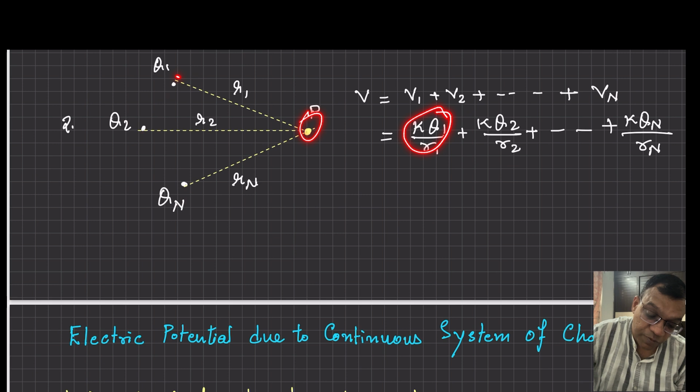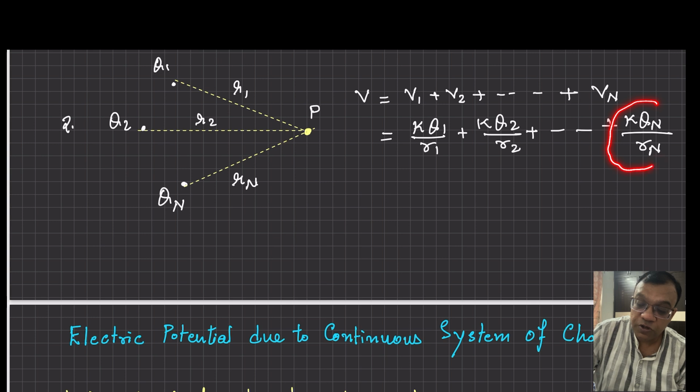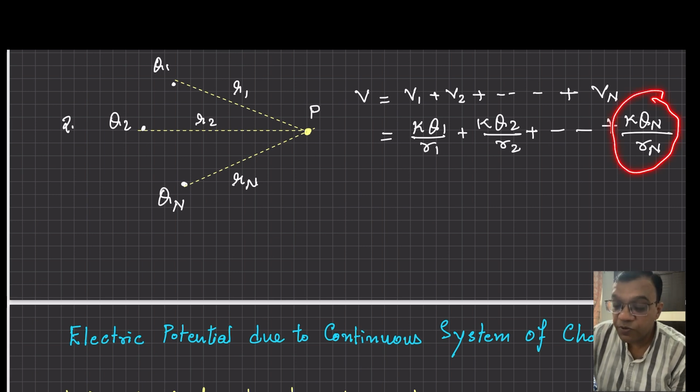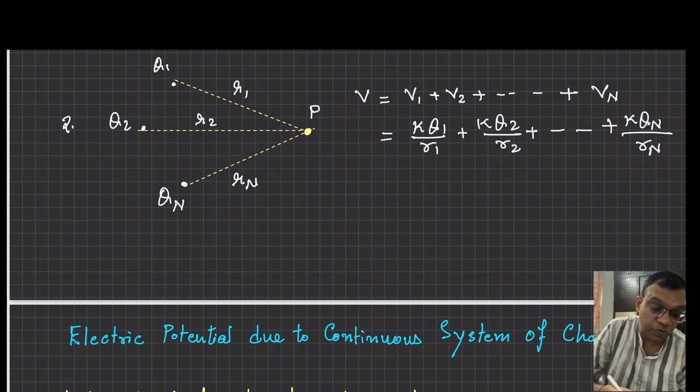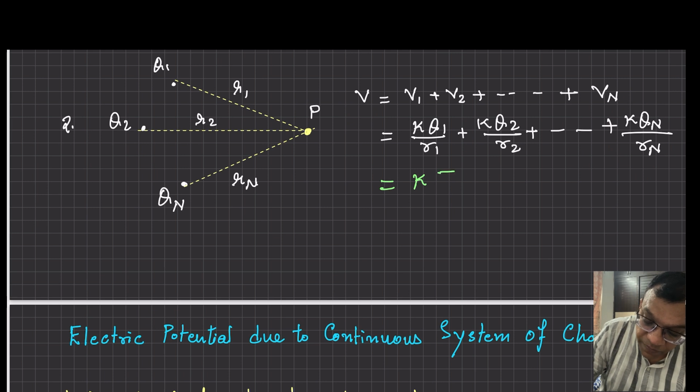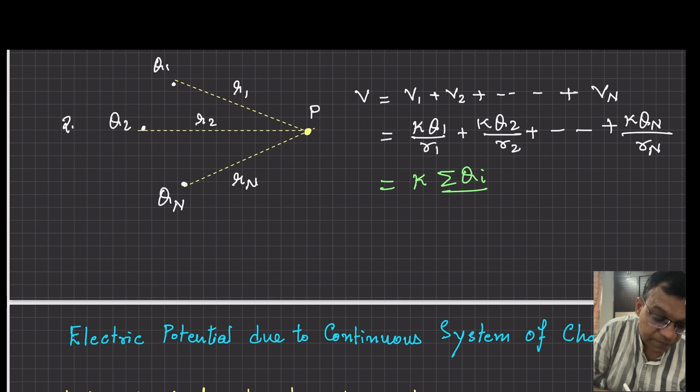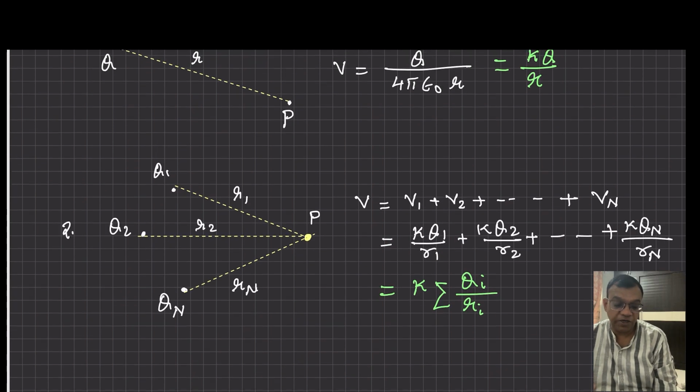So the potential at point P due to Q1 is KQ1 by R1, due to Q2 is KQ2 by R2, due to Q3 is KQ3 by R3, and due to Qn is KQn upon Rn. Potential at point P due to the nth charge is KQn by Rn. So the total potential comes out to be K common, summation Qi by Ri. This will become the potential.